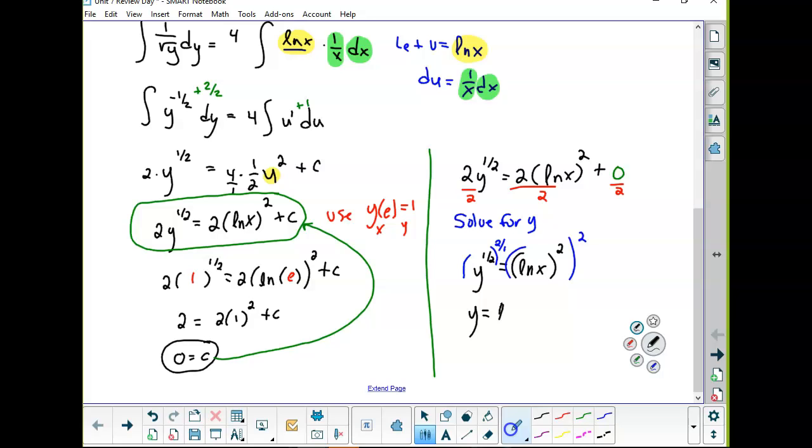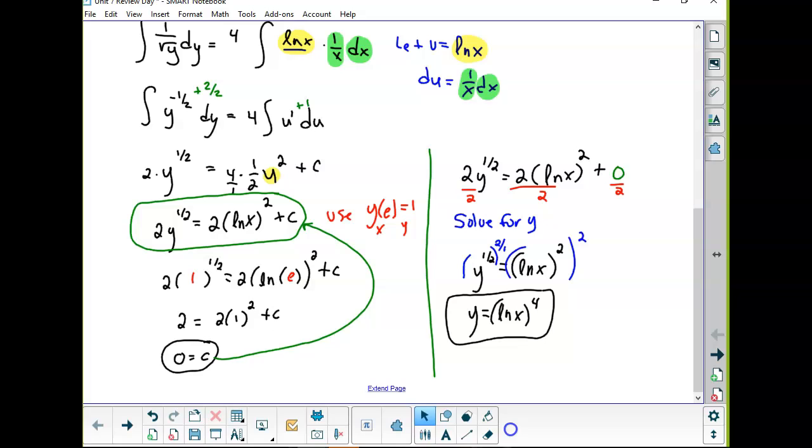And then a power to a power tells me my final answer, which is the particular solution, is y equals the natural log of x to the 4th power.